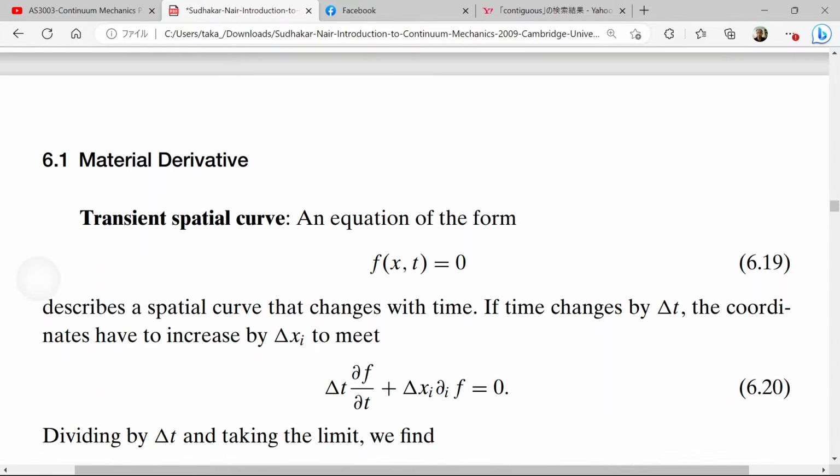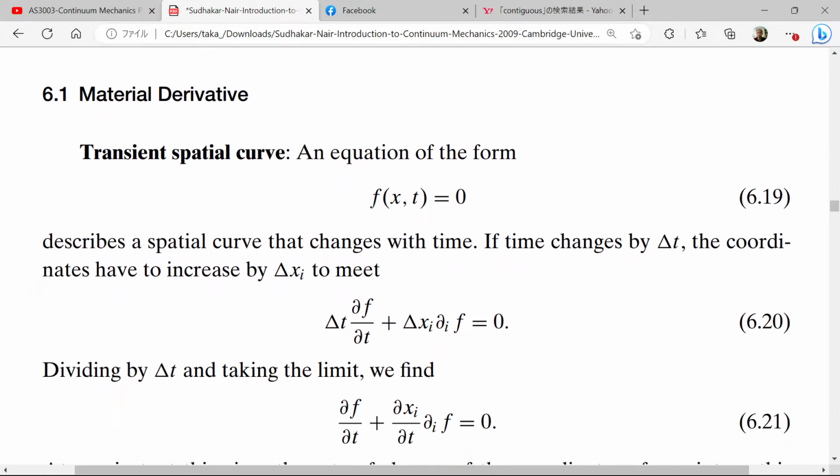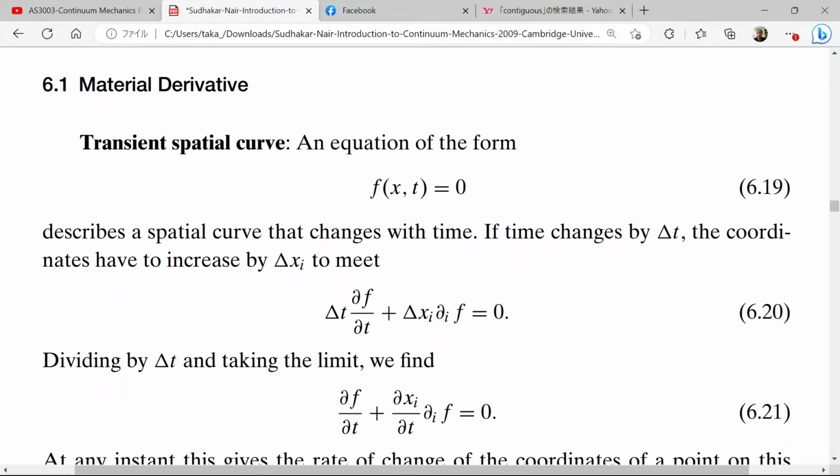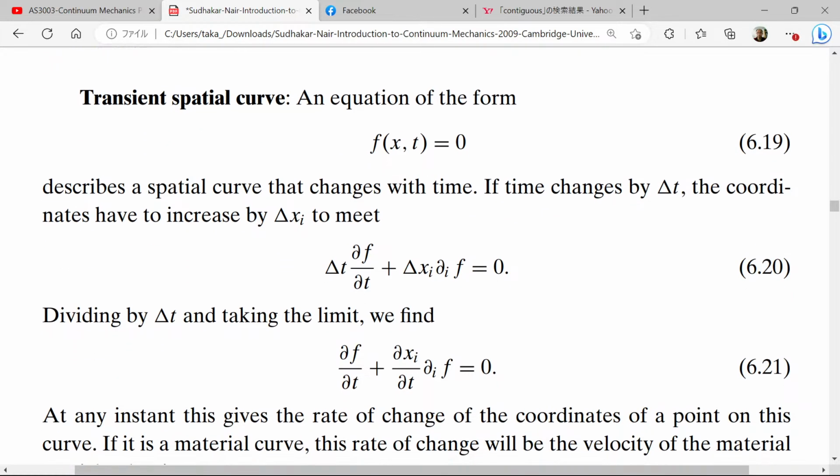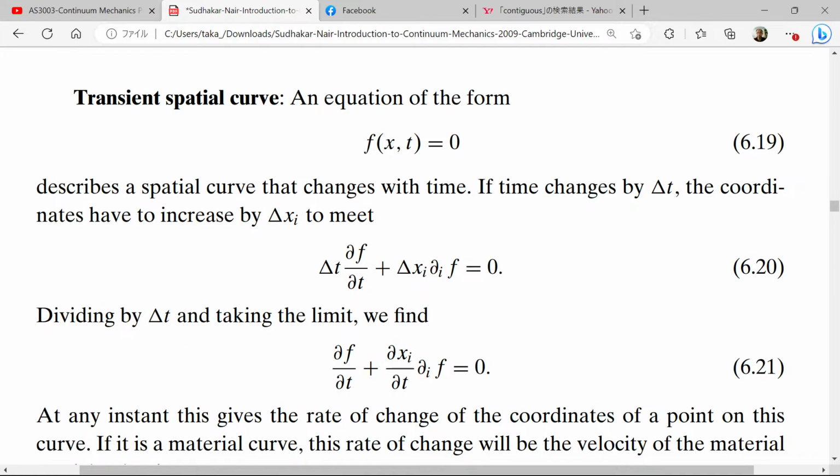Transient spatial curve. An equation of the form f(x, t) equals 0 describes a spatial curve that changes with time.